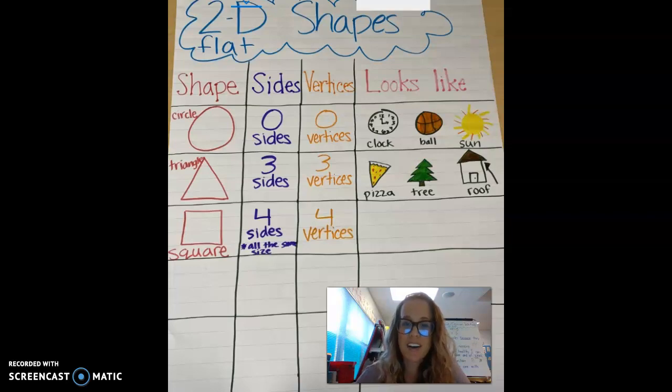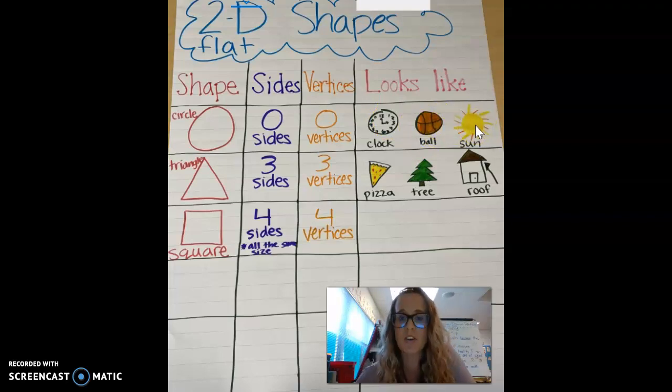Okay, boys and girls, we are going to look at our 2D shapes anchor chart. Remember, if a shape is 2D, that means it is flat. So on Monday, we talked about a circle, and we know a circle has 0 sides and 0 vertices. Remember, another word for vertice is a corner. And then you guys told me some circles you found at your house were a clock, a ball, and some of you thought of the sun.